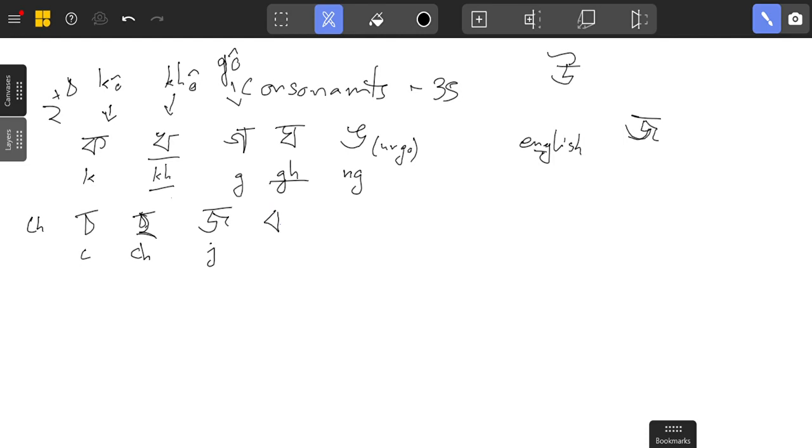And then we have jha. Please don't mix it with ra. They both look alike, but this one has this particular thing here, which the other doesn't have. So this is ja, jha, and nya. Just like a, but you have this sign here. This is nya.